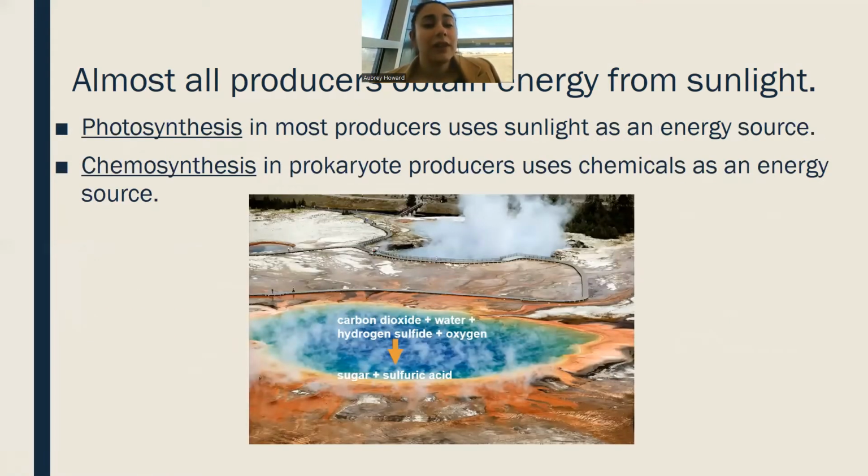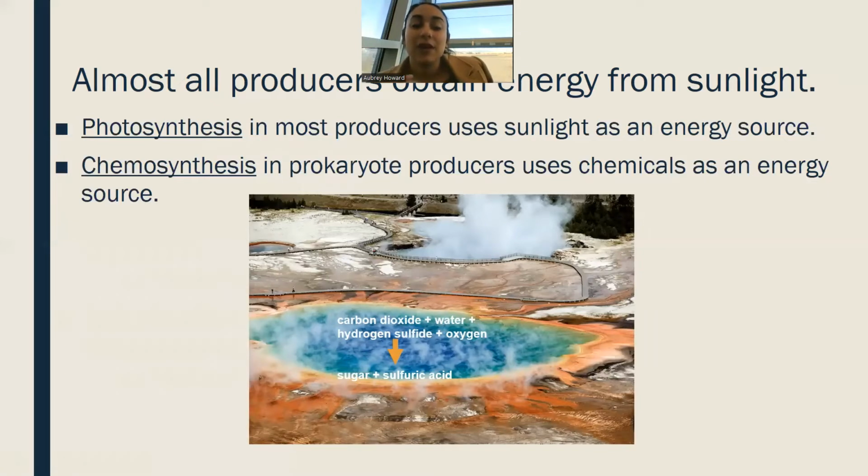Now, we talked about how sunlight is the main contributor to energy throughout the ecosystem that we'll see. And so that process of using the sunlight in order to convert it into a usable form for all these organisms, that process of conversion from sunlight to a chemical form of energy is photosynthesis.